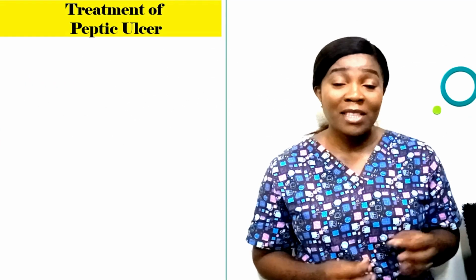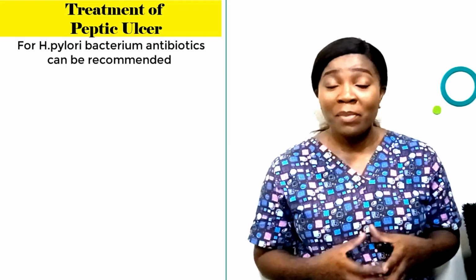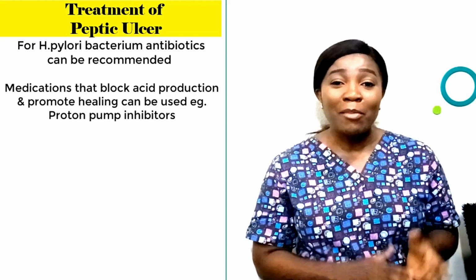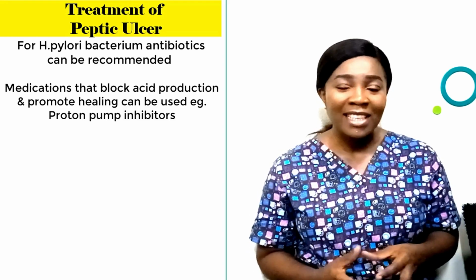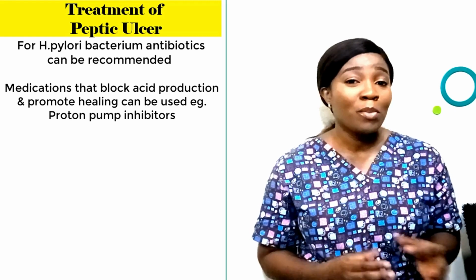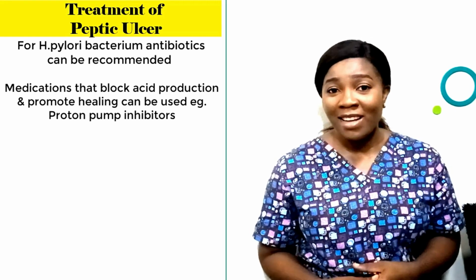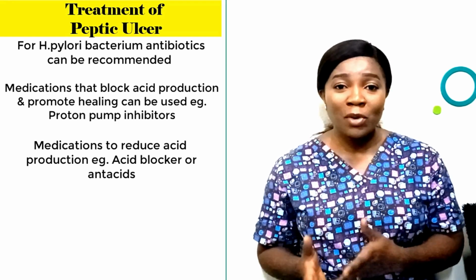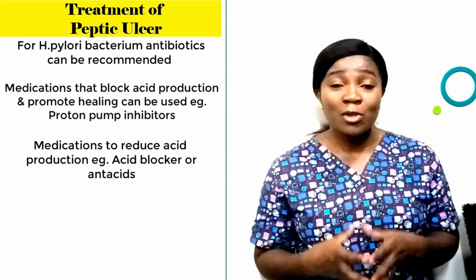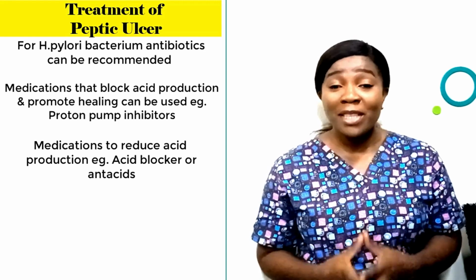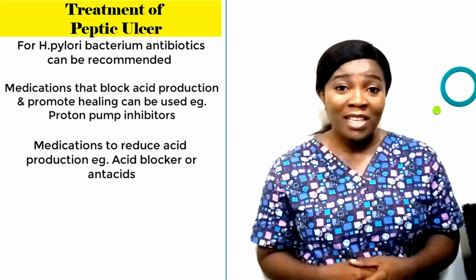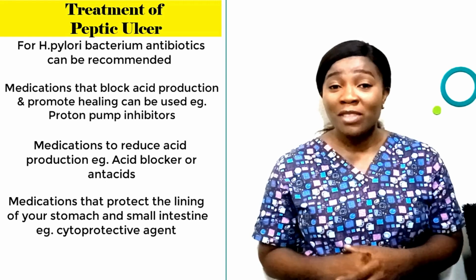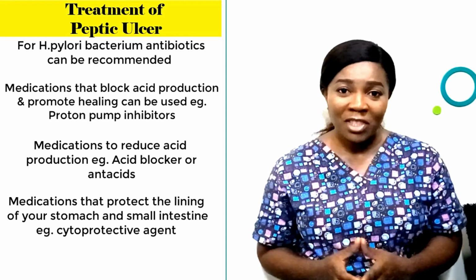Treatment of peptic ulcers depends on the cause. For H. pylori bacterium, antibiotics can be recommended to kill the bacteria. Medications that block acid production and promote healing can be used. One example is the proton pump inhibitors. Other medications are medications to reduce acid production. An example of that is the acid blocker or antacids. Antacids neutralize stomach acids. Another medication that can be used to treat peptic ulcers is that which protects the lining of your stomach and your small intestine. Example of this medication is the cytoprotective agents.